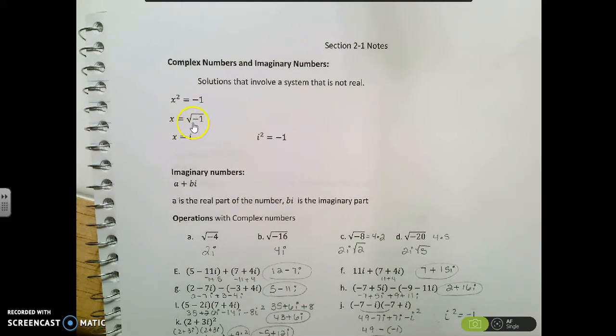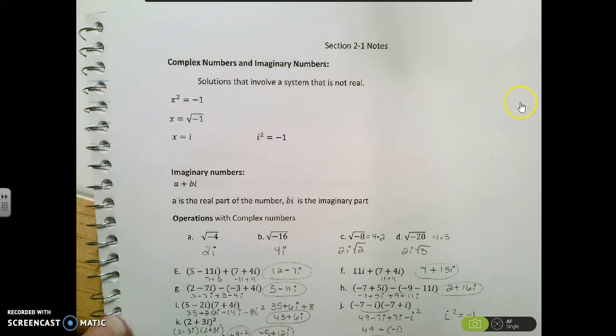So to solve that, I would take the square root. Well, we can't take the square root of a negative number, at least we haven't so far. So the square root of -1 is defined as i. So another way of thinking about this is i squared equals -1.